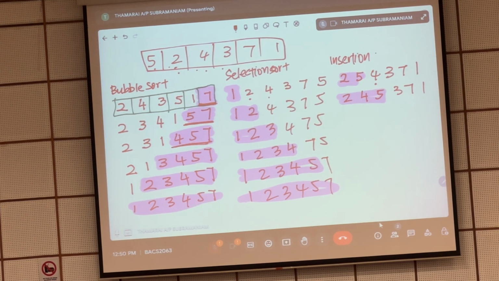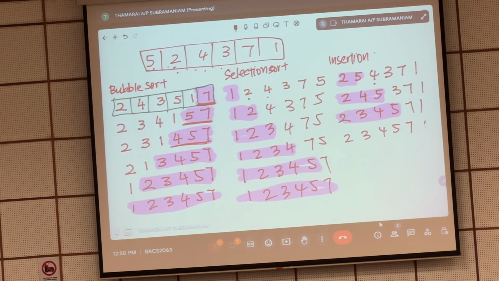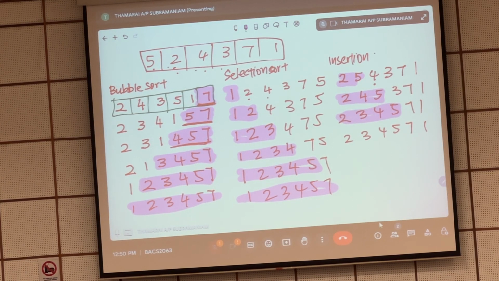Now let's take a look at 3. 2, 3, 4, 5, 7, 1. So you insert 3 in the correct position. Okay. Next is 7. 2, 3, 4, 5. 7 and 1. Okay, you insert 7 in the correct position.